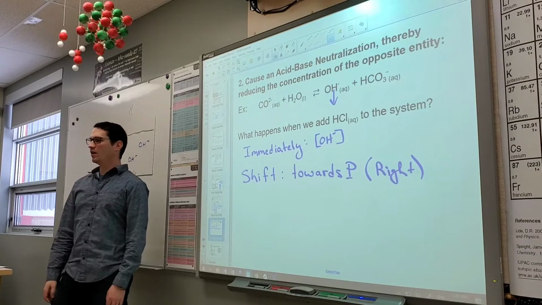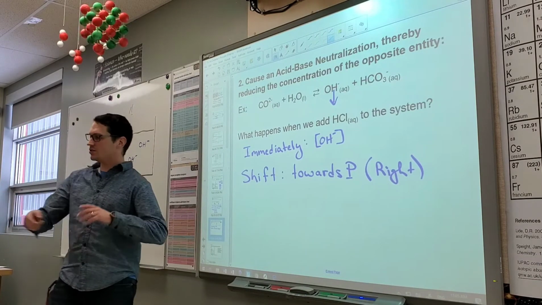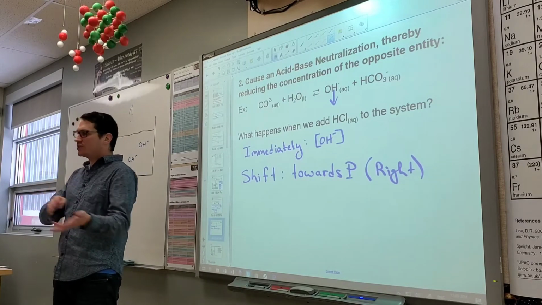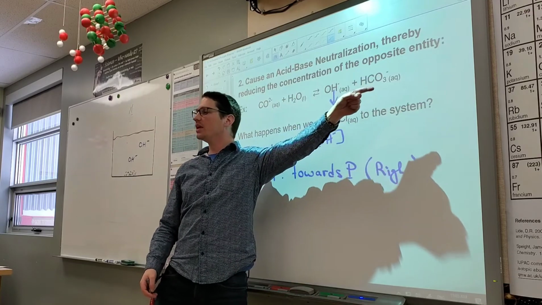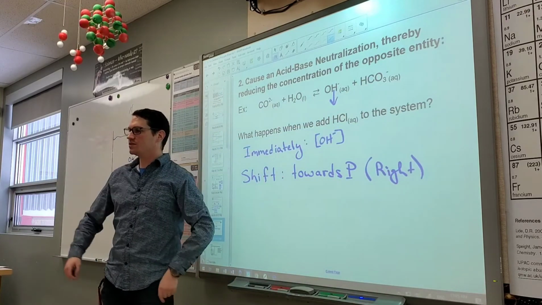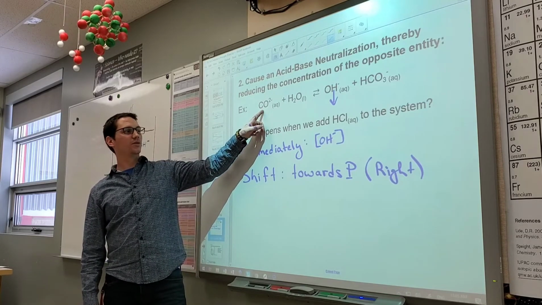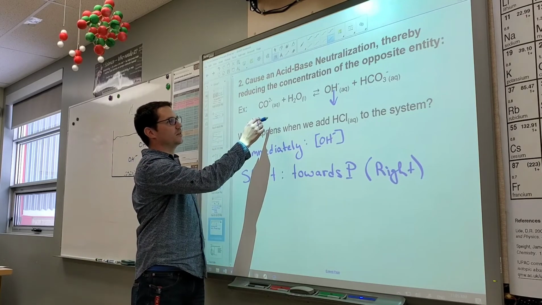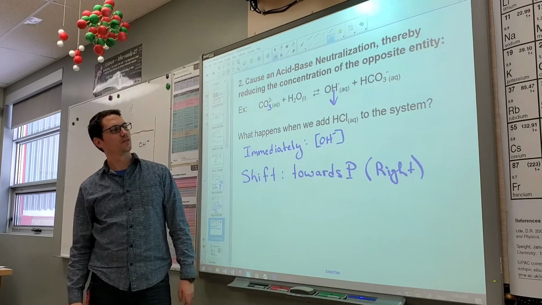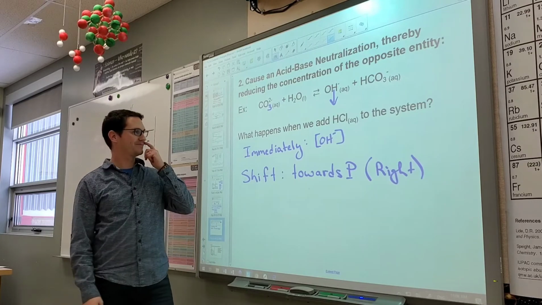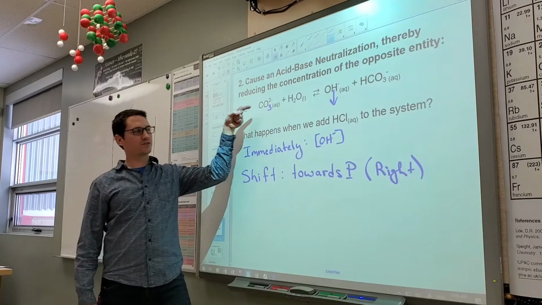Oh. Well, if we shift towards the right, which things are going to get used up and which things are going to get made? If we shift to the right, what does that mean? Which concentrations go up and which concentrations go down slowly? What happens to our CO3 2 minus? That's my bad. Sorry. What happens to our concentration of carbonate if things are shifting to the right?